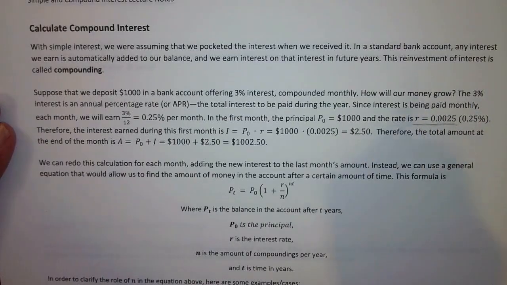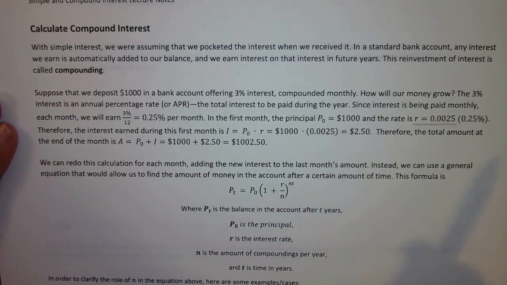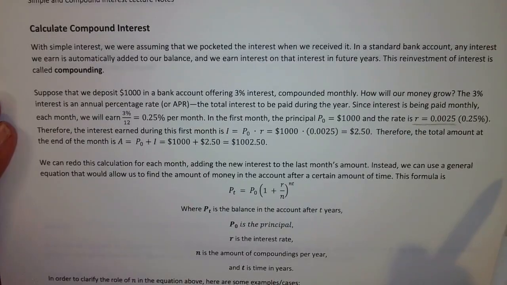Remember, we can't do anything mathematically with a percentage unless it's in decimal or fractional form. Therefore, the interest earned during this first month, if I put the information in, will be $2.50. Therefore, the total amount at the end of the month is $1,000 plus what we earned, which was $1,002.50.